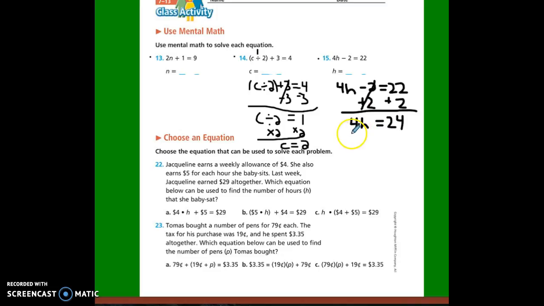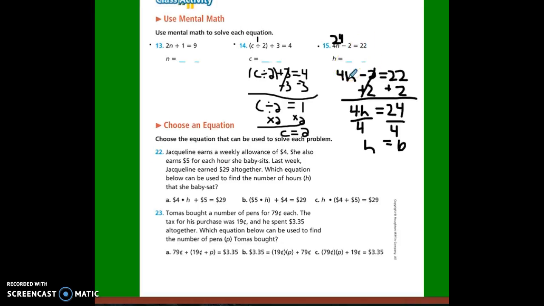So you're going to do the opposite of multiply, which is divide. Remember, this is just the tricky way of writing divide, just like a fraction. So 24 divided by 4, and that gives me h equals 6. Then we take our 6 and plug it into our equation to check and see if it works. So 4 times 6 equals 24. And then I do 24 minus 2 equals 22. It works. Great job.